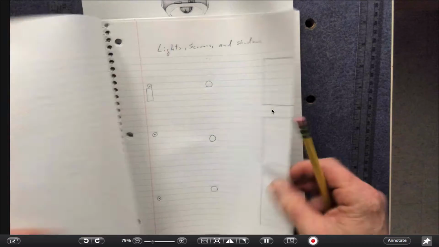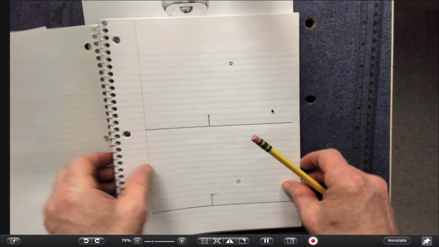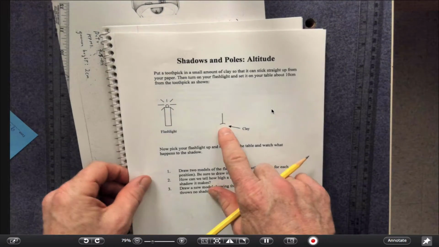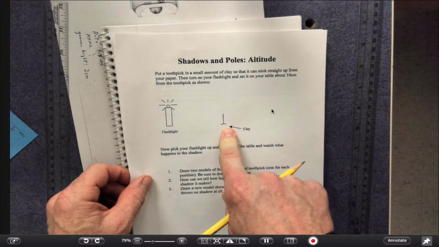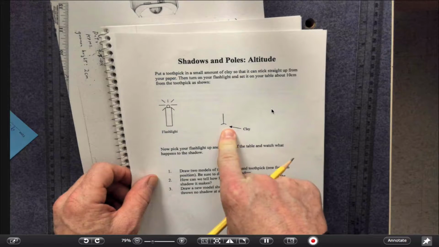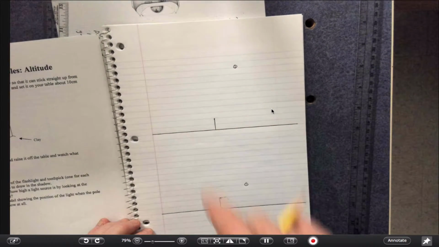Then the next one we did extended this idea of the shadows once again. This time, we took a toothpick and we set it on the table and we moved the light up and down to see how it affected the shadow on the toothpick. And what students found, we could draw. So if we do this, this is now a 4-point drawing.